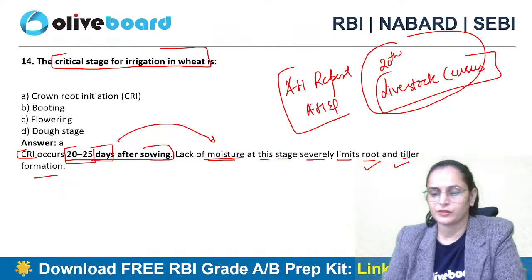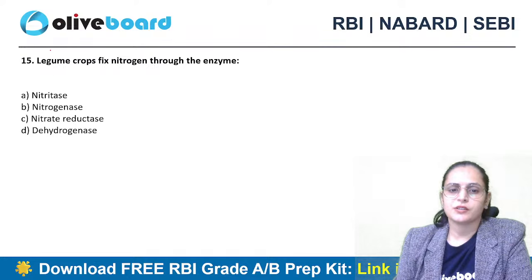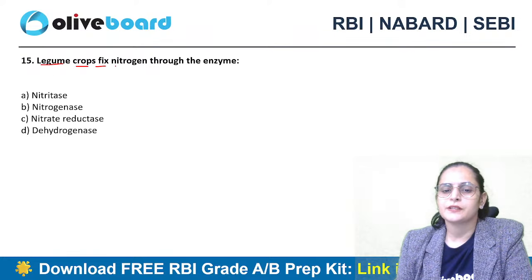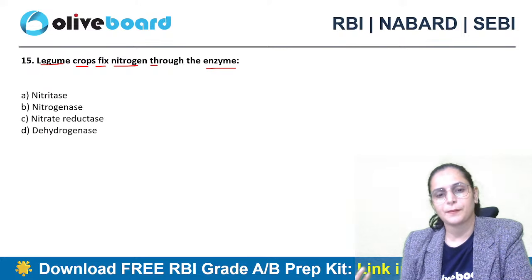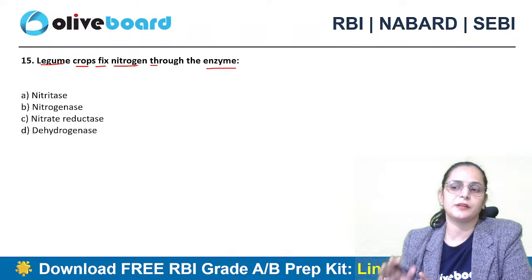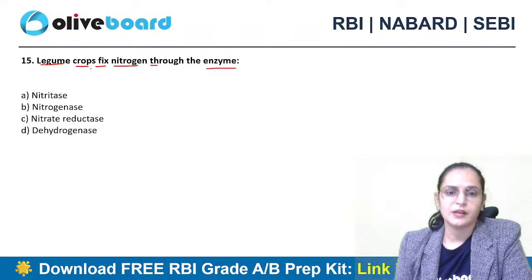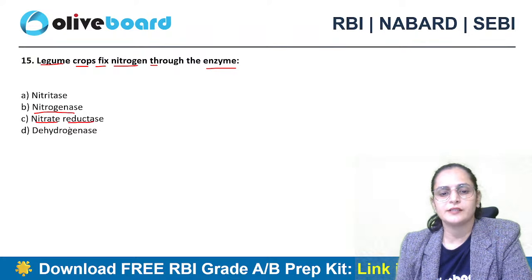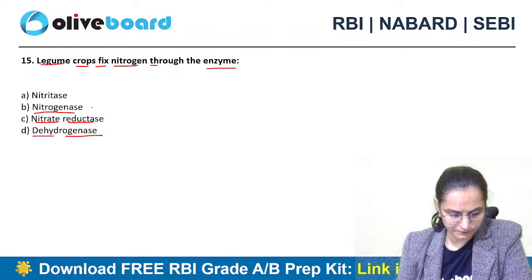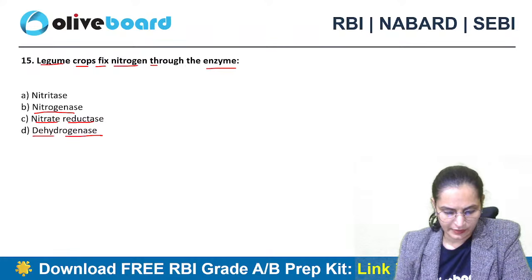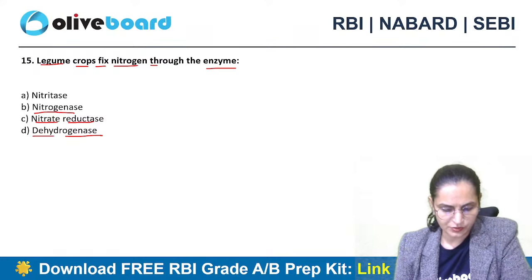Okay. Now, moving on to the next question. The 15th question is there. Legume crops fix nitrogen through the enzyme. So what the legume crops do, they have the nitrogen fixing capability. Which enzyme is actually helping the crops in the nitrogen fixation? It is a nitritase enzyme, a nitrogenase enzyme, a nitrate reductase enzyme, or a dehydrogenase enzyme. Let me know the right answer for the question.